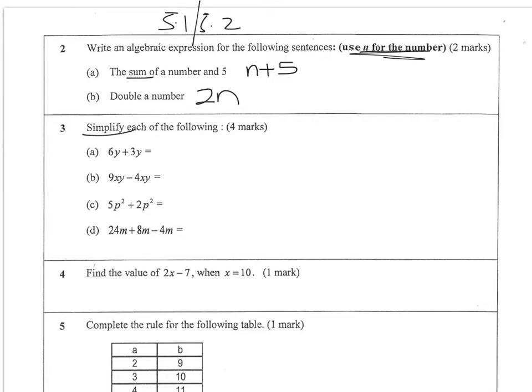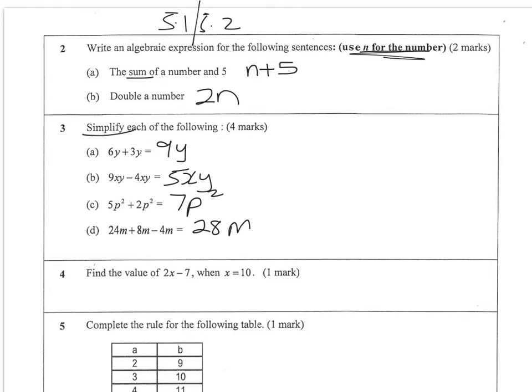Simplify. 6y plus 3y gives you 9y. 9xy, take away 4xy, gives you 5xy. 5p squared plus 2p squared gets you 7p squared. 24 plus 8 is 32. Take away 4 gets you 28m.